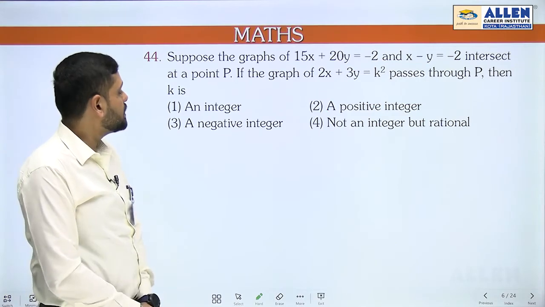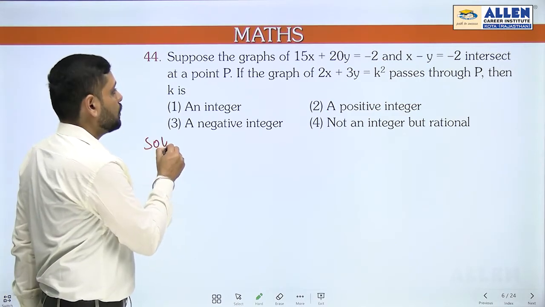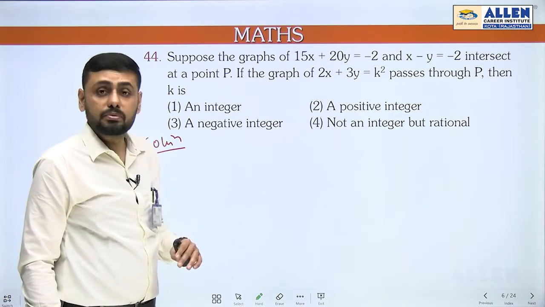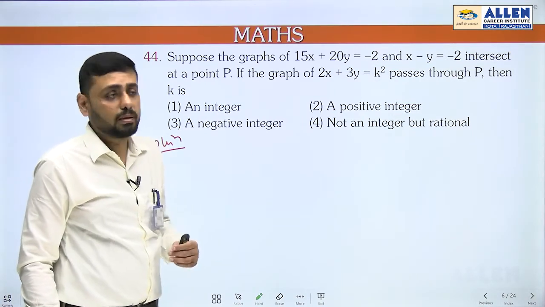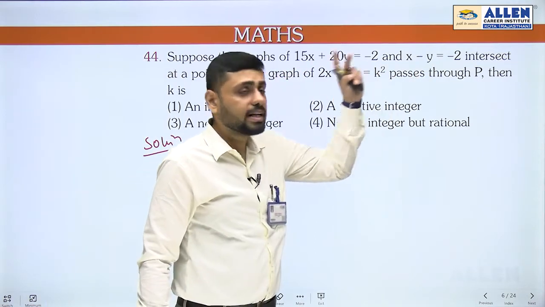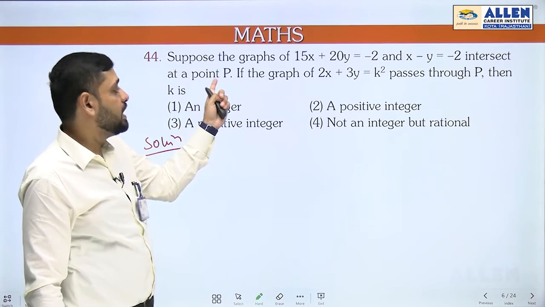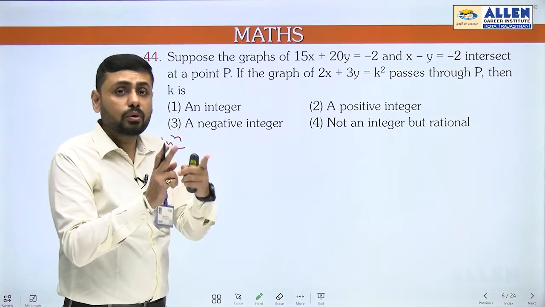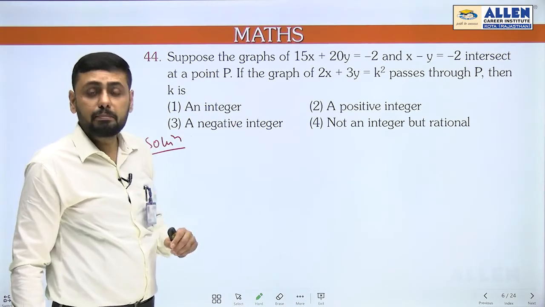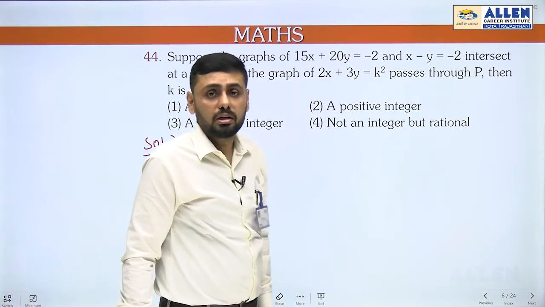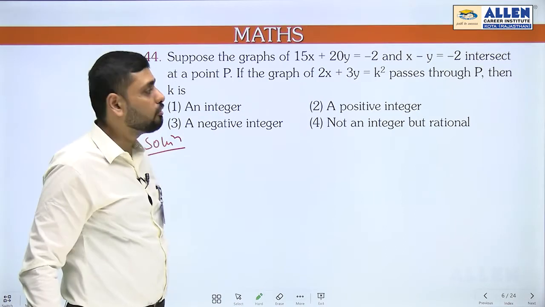In the next question, what is said is, suppose the graph of this intersect at a point P. This question seems to be of the linear equation in two variables, because here there are two linear equations given in two variables and both are intersecting at point P. Graph of both the linear equations is intersecting at point P. It means the coordinates of point P is the solution of both the equations. So first we'll find the coordinates of point P.